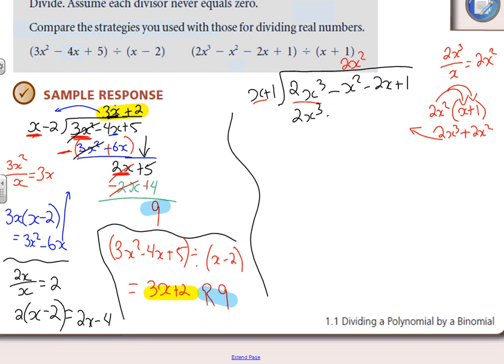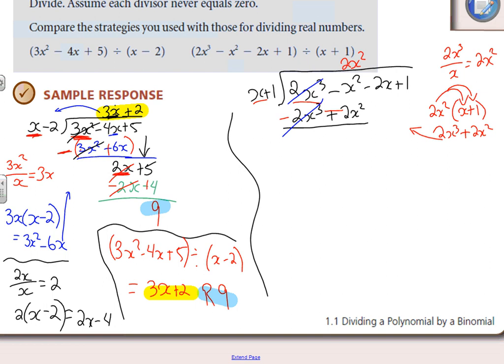2x cubed plus 2x squared. And now, this is the step that lots of people forget. You're subtracting. Change the signs. Minus, minus. And now we can just add them. 2x cubed and a negative 2x cubed always has to cancel off. Gone.